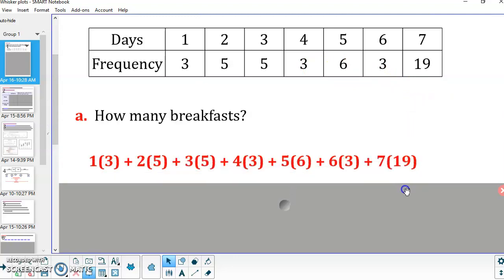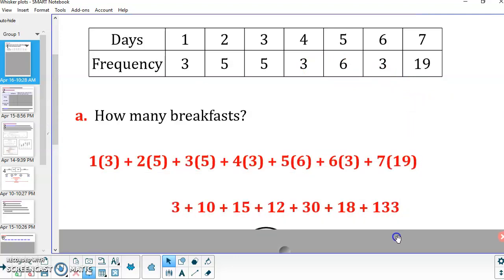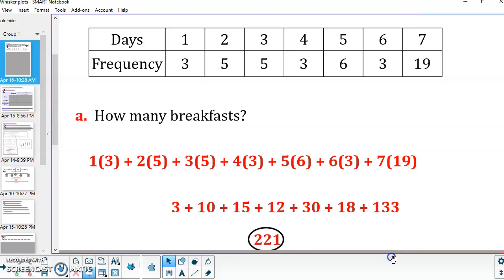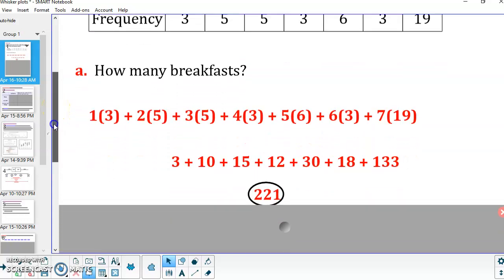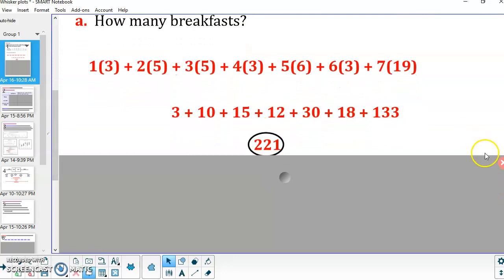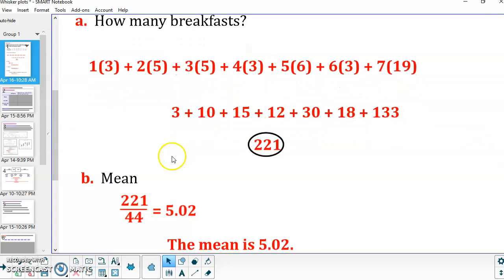So the first thing I'm going to do is figure out how many breakfasts this included. So I'm going to take the 3 kids that eat breakfast 1 day a week and multiply those together, so on down the line. So it ends up that there's 221 breakfasts in total, and there were 44 students. So I'm going to calculate my mean by taking 221 dividing by 44, so that's 5.02.